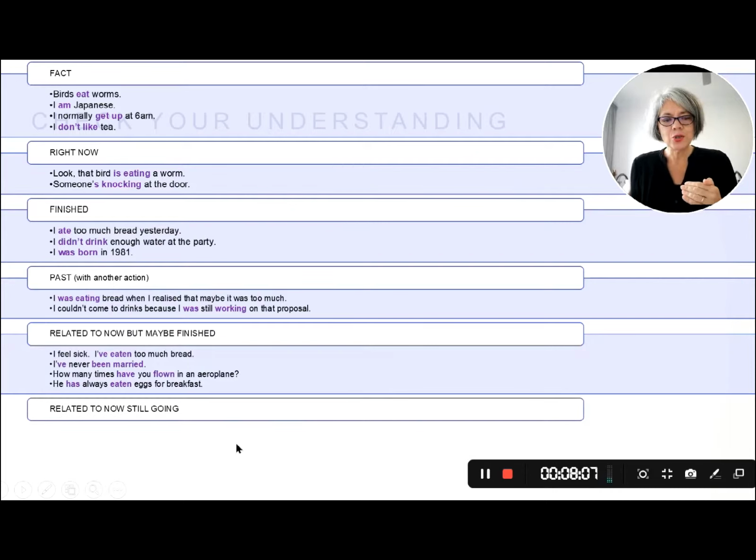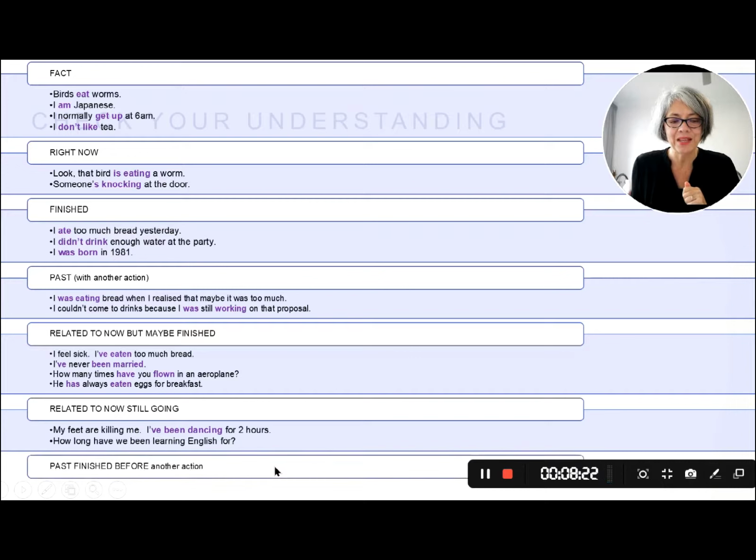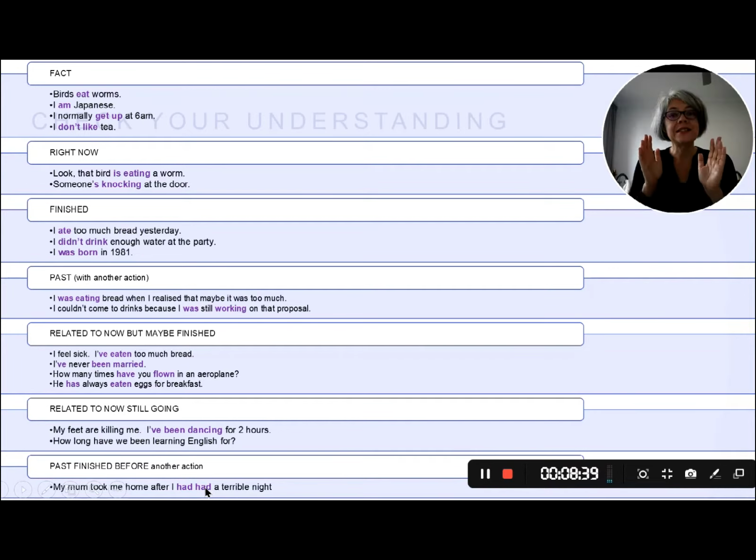If it's related to now and still ongoing, so not finished, it's likely you need present perfect continuous. I have been dancing. And lastly, if it's past and finished, but before another action in the past, you might need past perfect. Had, had. Now, again, this is not the video to learn all the different tenses. This is an overview of the grammar of the verb.